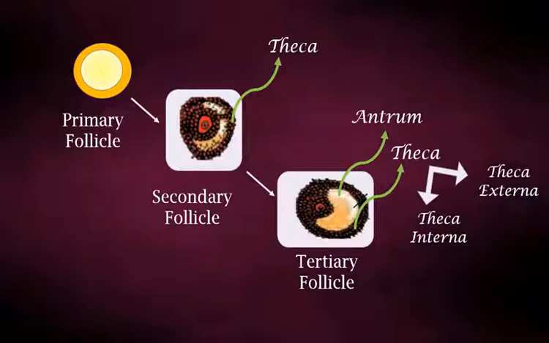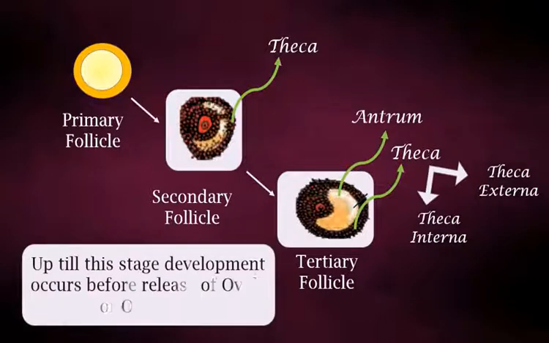Up till this stage, the development occurs before the release of the ovum, or ovulation. Inside this tertiary follicle, there is still the primary oocyte with the development arrested at prophase 1.